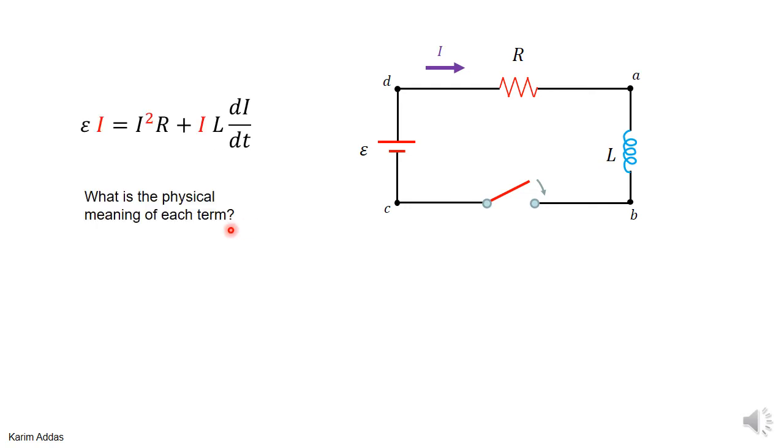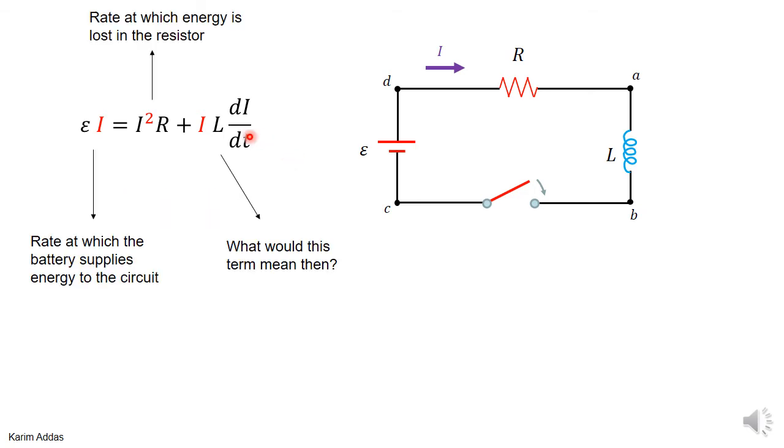what is the physical meaning of each one of these terms? Well, the EMF times the current, that's the rate at which the battery supplies energy to the circuit. I squared times R is the rate at which energy is lost in the resistor. So what then do you think would the meaning of this term be?